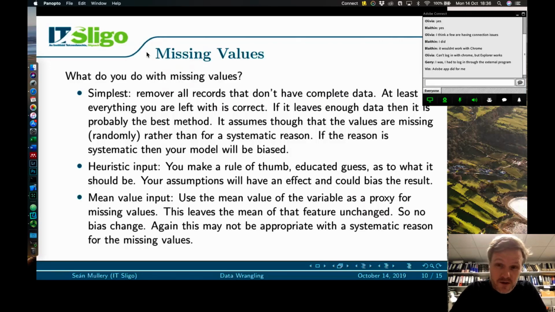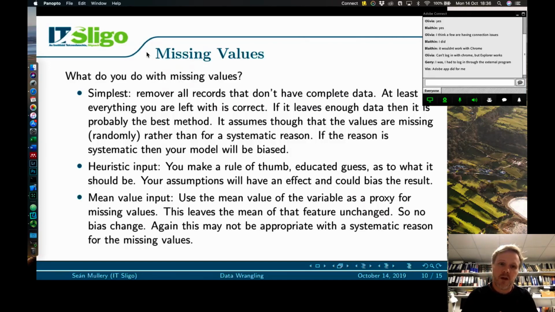Now, we know in the example I've just given you that it is actually for a systematic reason that they're missing. So therefore, it's not as good a reason for just removing them as we would get if they were randomly missing. If the reason is systematic, then your model can end up being biased, and I think it's likely that the fact that our samples in our assignment are linked by time is liable to lead towards a bias. We're just going to have to be aware of that and try and deal with it.